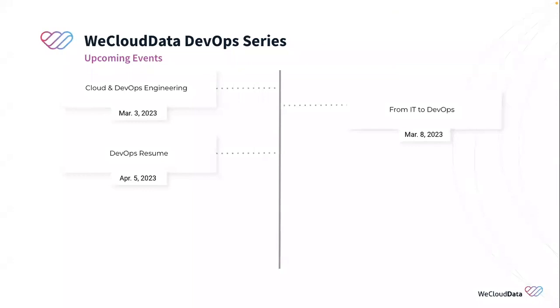This event is also part of a series of events. We had a Cloud and DevOps engineering talk at the beginning of March. We also had a discussion about IT to DevOps, although really DevOps is part of IT, so the title is a bit misleading. Really, it's about folks coming from IT who want to specialize more in DevOps and get more towards that software development and operations lifecycle within a business's value stream. So tonight's session is on the DevOps resume.